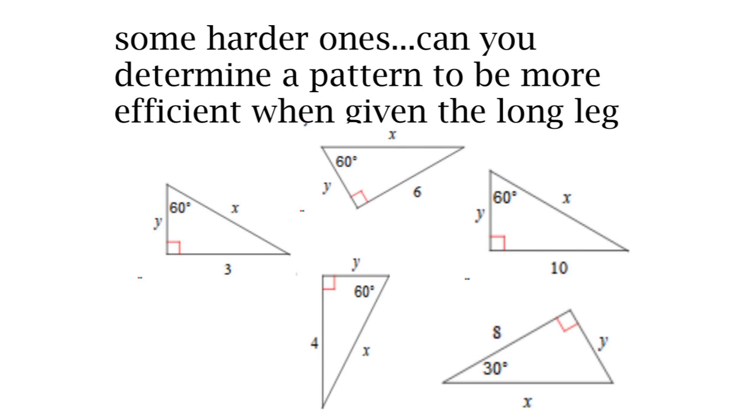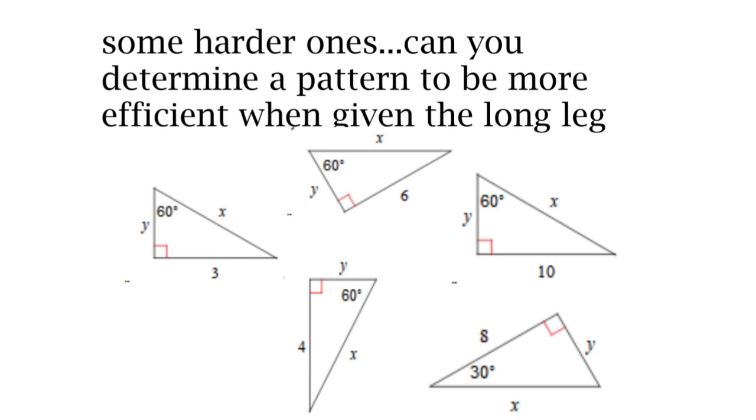So on this first one, the long leg is a 3. So to get to the short leg, I have to take a 3 and divide it by root 3. But then I have to rationalize. And I'm left with 3 root 3 over 3, which then simplifies to just root 3. So it takes a little bit to get there. Now, once you know the short leg, the hypotenuse is just going to be that times 2. So we have the hypotenuse easy enough. So the trick here is figuring out how to get from that long leg to the short leg.